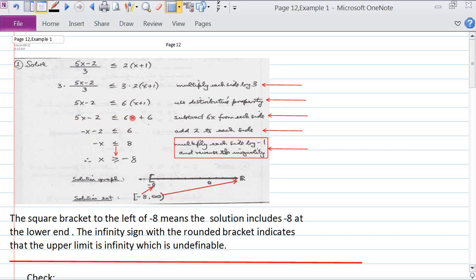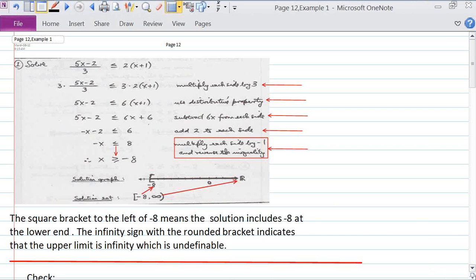So if I take the 6x, bring it over to the left side, I'm left with minus x. If I take the minus 2 and bring it over to this side, it becomes plus 2. So I have 8. All I'm doing is moving the numbers from the left to the right and the variable from the right to the left. I come up with minus x is less than or equal to 8. I want to multiply this by minus 1, which is a negative number. The direction of the inequality changes, and I have x greater than or equal to minus 8.